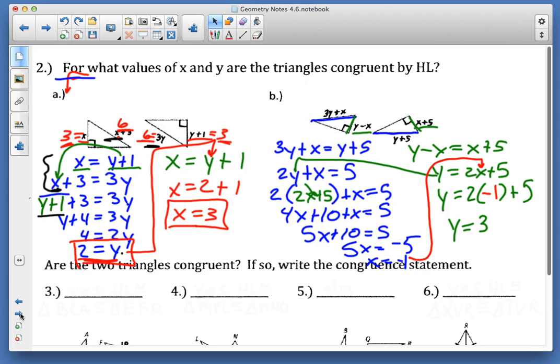So x is -1, y is 3, that's my answer, and I can check. If y is 3, I got my blues are 8: y is 3, that's 9 plus -1, that's 8. And y is 3 minus the -1 is 4 on the greens, and -1 plus 5 is 4 on the greens. Hey, they totally work out again.